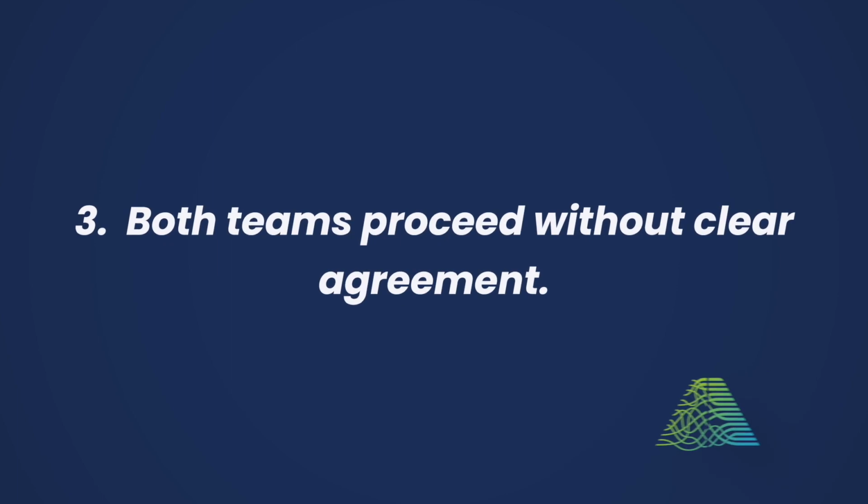Well, the third problem is mostly a result of the other two. Neither team has a clear agreement about what needs to happen, and they each have different expectations. Already we see that there is a recipe for trouble. The project proceeded when neither side was on the same page. So that's the first request.